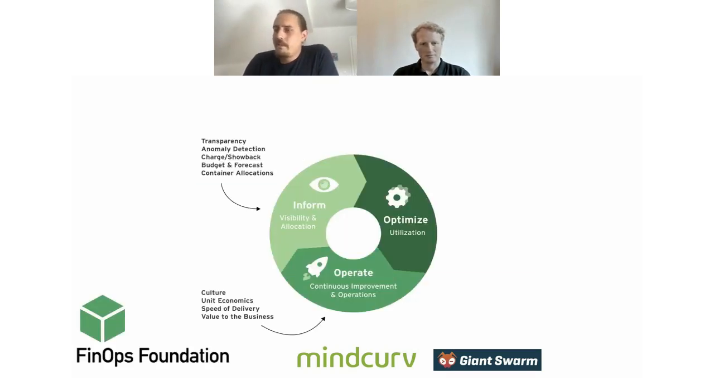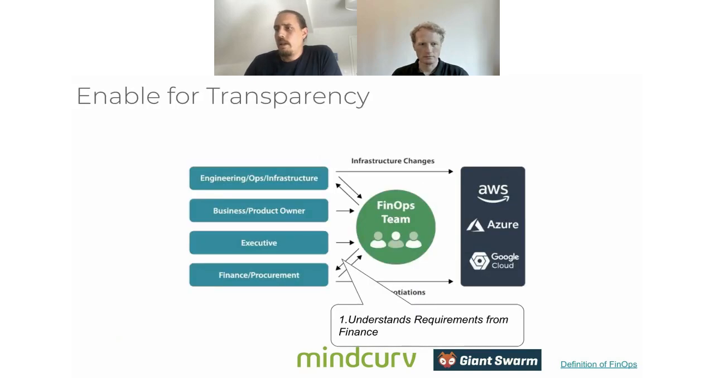So let's enter the inform phase and call the FinOps team, or maybe set up a FinOps team, because at that stage you might need them. Or at least you need to get into the topic. How can I increase the transparency? Maybe you want to show the individual teams what costs they produced. Maybe finance has to do some forecasting, or finally wants to set a budget per application team. As we are in Kubernetes, container allocation is a thing here. So let's enable the teams for transparency.